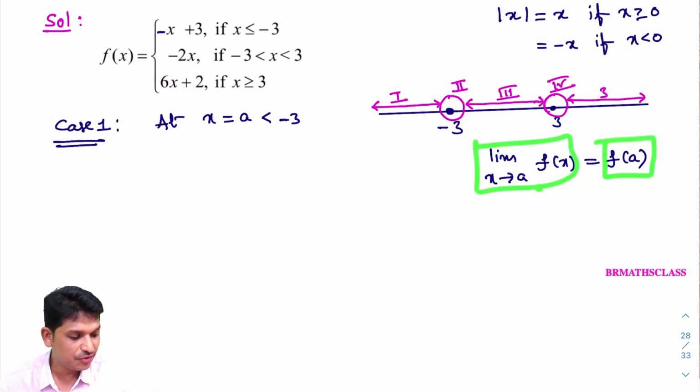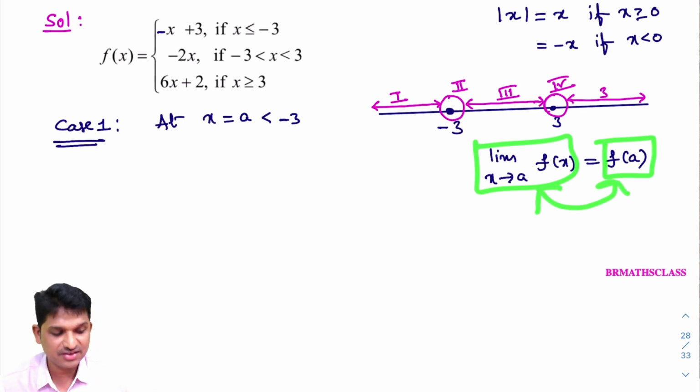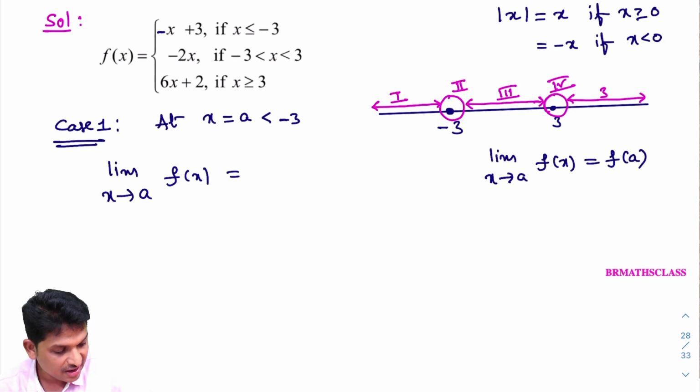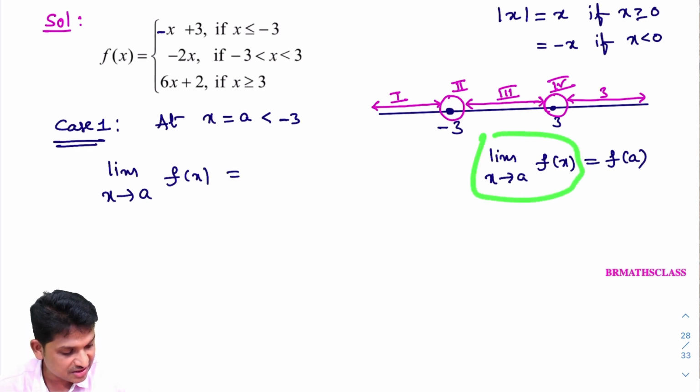Next, I'll calculate f of a. If these two are equal, then I can say that the function is continuous at x equal to a. Okay, limit x approaches to a, f of x. What I'm doing, I'm calculating this one first.